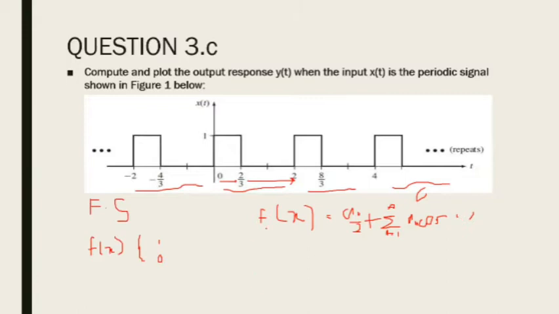After we use this Fourier series formula, we have to calculate each of a naught, an, and bn by the formula from the theory. After that, we can just substitute here, and we will get the answer. Then we just have to plot it just like what the question asks.